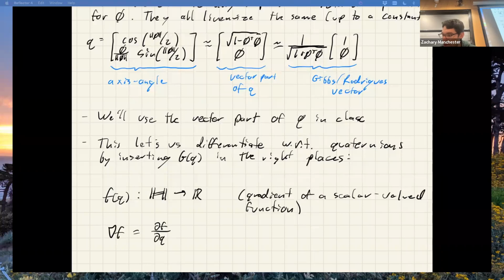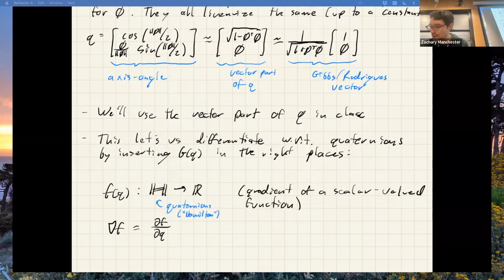Oh, by the way, does everyone know that the blackboard bold H notation means quaternion? It's H for Hamilton, who invented these things, same guy as the Hamiltonian, etc. Just like blackboard R is for reals, blackboard C is complex, blackboard H is quaternion. Okay, so we got this.